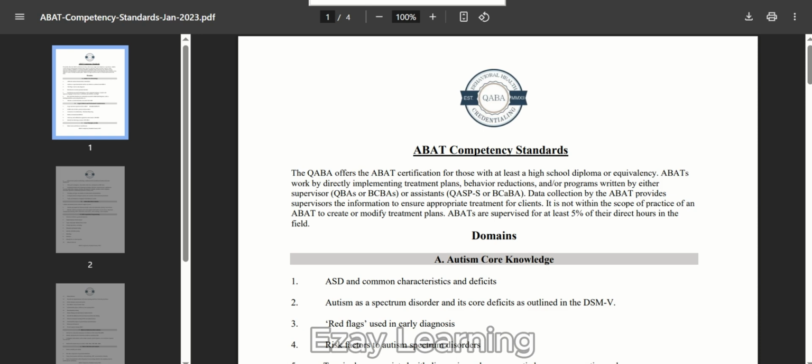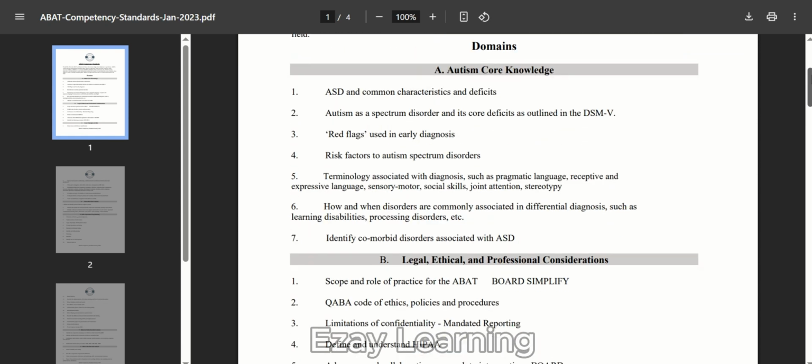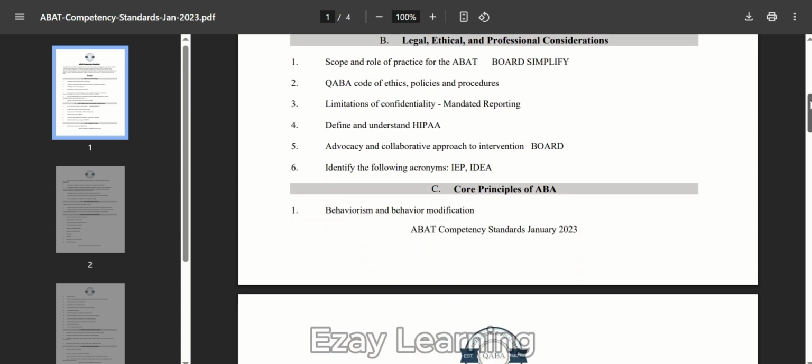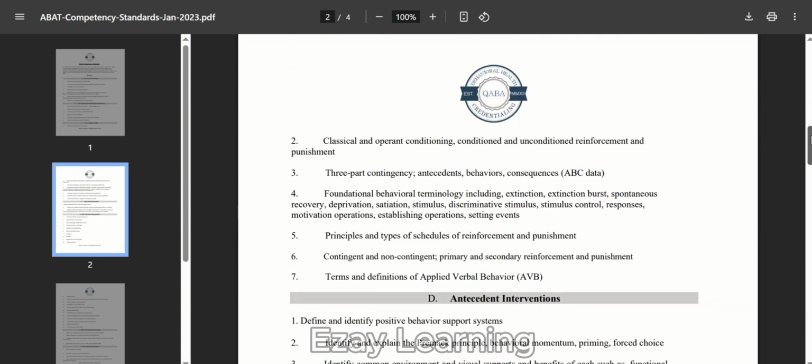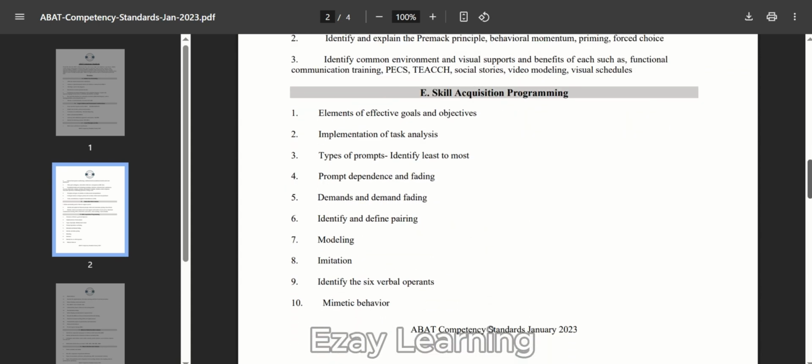So we are going through the ABAT competency standards, which is provided by the QABA board, and basically you can call it a syllabus for the ABAT exam. You need to cover all these topics for giving your exam. So far in all the parts we have covered the first module, which is autism core knowledge. We have covered legal, ethical and professional considerations. We have also covered core principles of ABA, antecedent interventions, and skill acquisition programming.